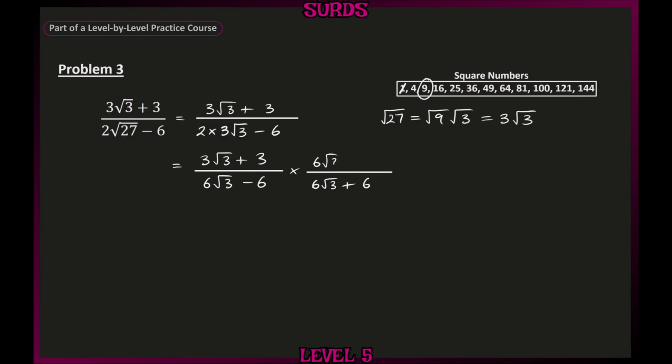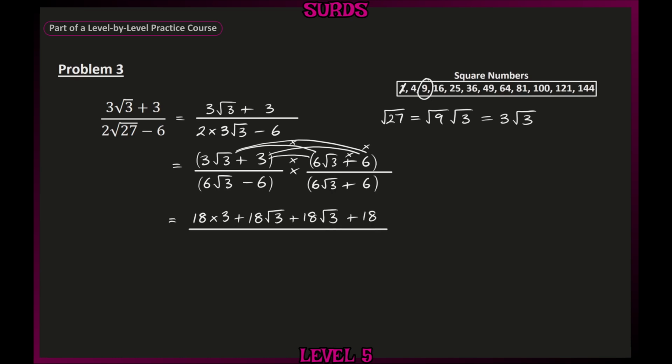And we need to make sure we do the same to the numerator and put all of these in brackets to make sure that every term is multiplied by every term that it needs to multiply by. So starting with the numerator, we have 3 root 3 times 6 root 3. Now 3 times 6 is 18, and root 3 times root 3 is just 3. So we get 18 times 3. Then we have 3 root 3 multiplied by 6. Well, 3 times 6 is 18, so this becomes 18 root 3. Then 3 times 6 root 3. Again, 3 times 6 is 18, so we get another 18 root 3. And finally, 3 multiplied by 6 at the end gives us plus 18.